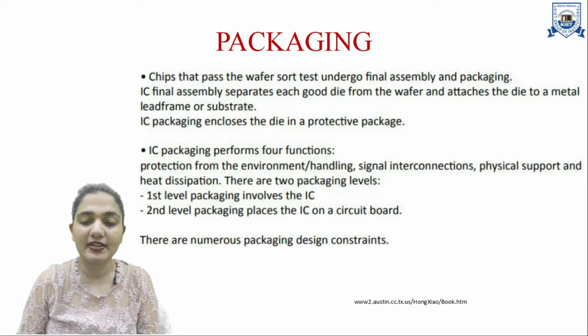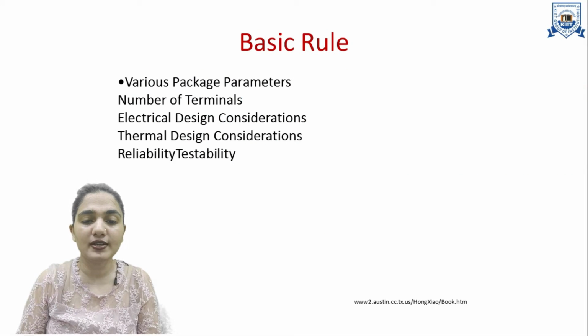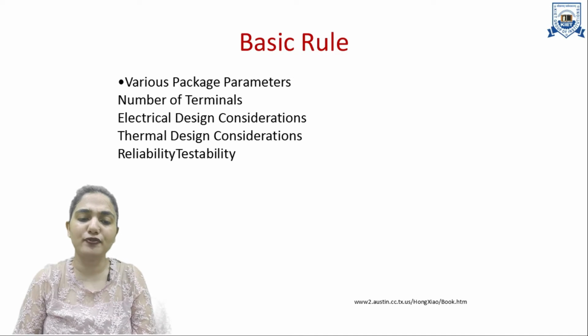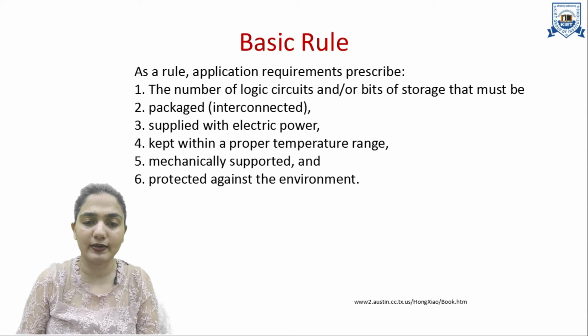There are two packaging levels. First level packaging involves the IC. Second level packaging places the IC on a circuit board. There are numerous packaging design constraints, and the basic rule is that various packaging parameters are there: number of terminals, electrical design considerations, thermal design considerations. Then we have to consider reliability and testability as well.